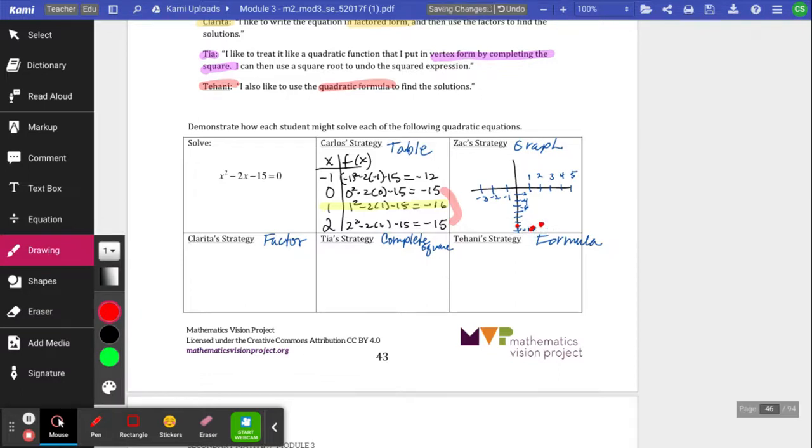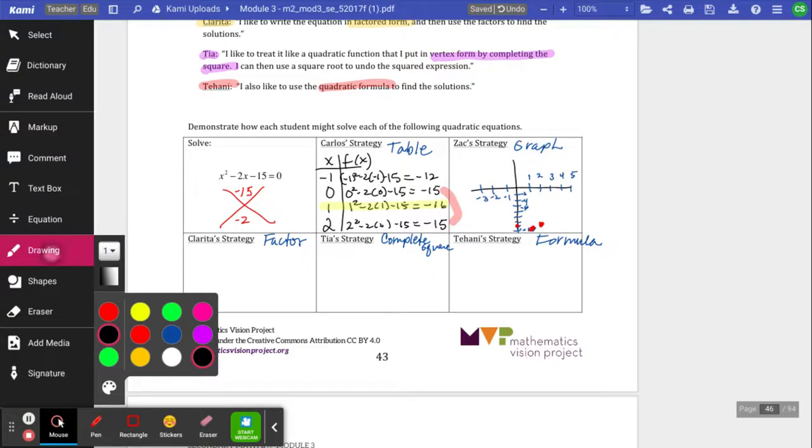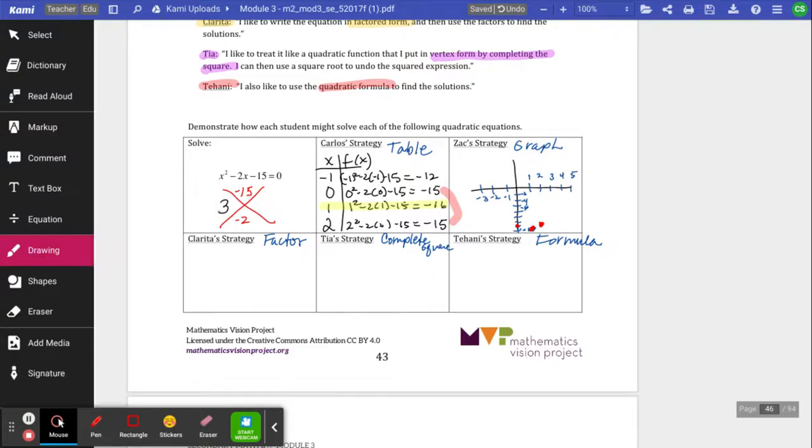Okay, it would be nice if I had more points on that parabola so I could continue the table, but let's go look at Clarita's strategy and maybe we can get a couple more points. Clarita thinks that we should just do the factoring method. What times what equals negative 15 and subtracts to give us 2? You got it. 3 times 5. The 5 gets the negative.